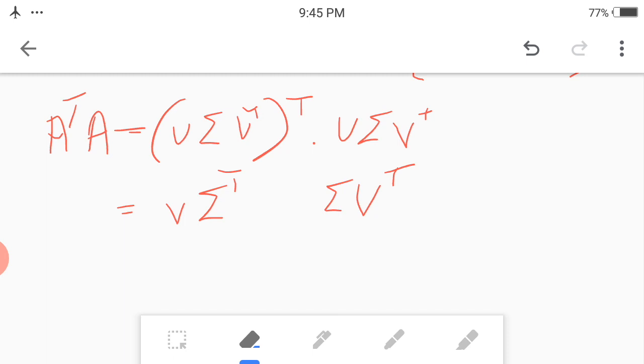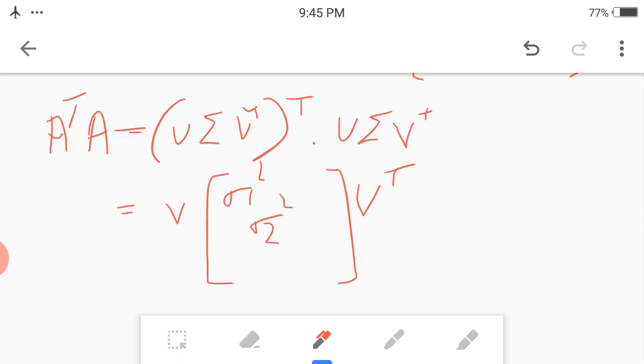The middle term sigma transpose sigma will yield a matrix, again a diagonal matrix with squared terms in the diagonal. So you end up with sigma 1 square, sigma 2 square, and it goes on. So A transpose A is a symmetric matrix. It will yield you lambda values which are sigma 1 square, sigma 2 square, and you have orthogonal matrix V.